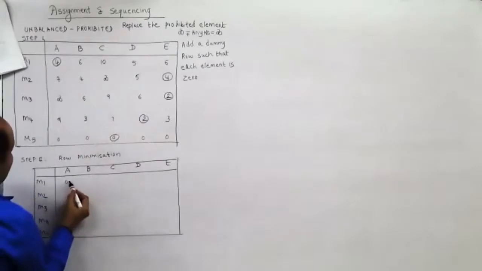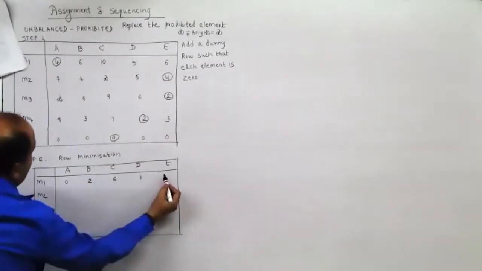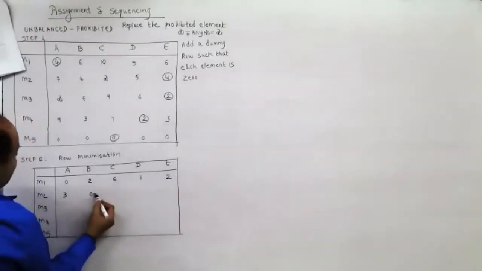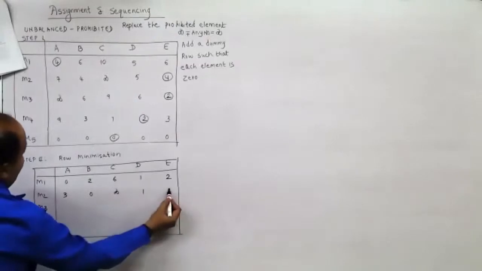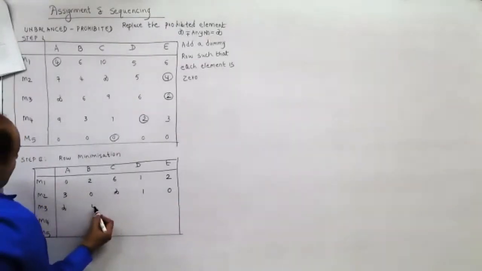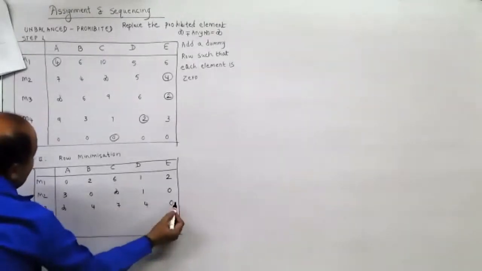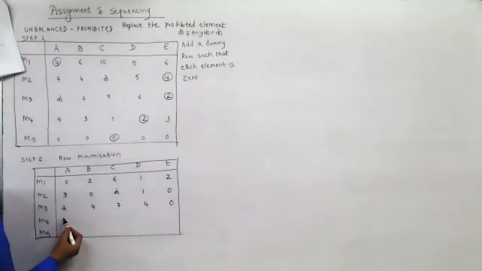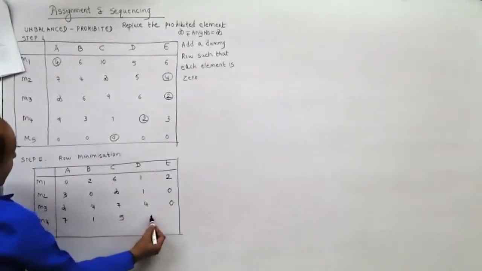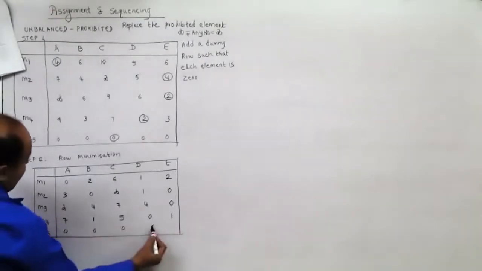4 minus 4 is 0, 6 minus 4 is 2, 10 minus 4 is 6, 5 minus 4 is 1, 6 minus 4 is 2, 7 minus 4 is 3, 4 minus 4 is 0, infinity, 1 and 0. This would be infinity. This is 6 minus 2 is 4, 9 minus 2 is 7, 6 minus 2 is 4, 2 minus 2 is 0. Here, this is 9 minus 2 is 7, 3 minus 2 is 1, 7 minus 2 is 5, 2 minus 2 is 0, 3 minus 2 is 1, and this would be 0, 0, 0, 0, 0.